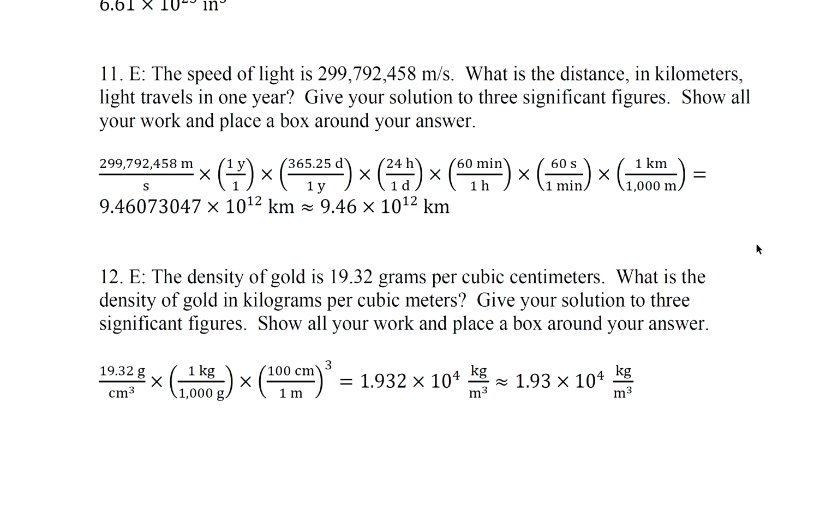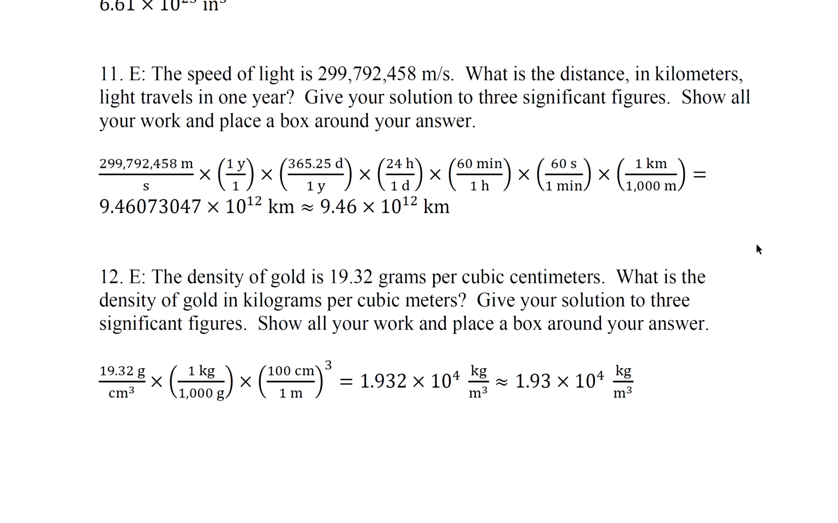Question 11, they give us the speed of light, and we want to know the distance light travels in 1 year. So we're given 299,792,458 meters per second. Multiply that by 1 year. And now we're going to convert meters times years over second to just kilometers. So we want to get rid of the years in the numerator and the seconds in the denominator.